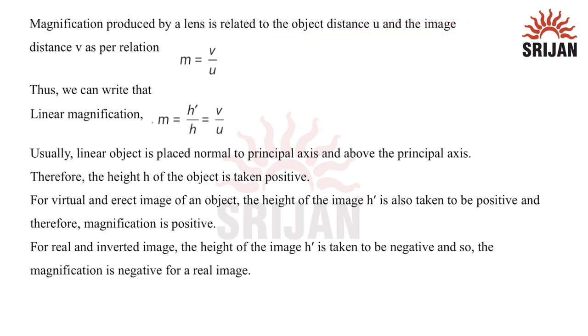Now, usually the linear object is placed normal to the principal axis and above the principal axis. Therefore, height h of an object is taken positive. For a virtual erect image of an object, the height of the image, that is h dash, is taken positive and therefore magnification will be positive. For a real inverted image, the height of an image, that is h dash, is taken to be negative. So the magnification is negative for a real image.